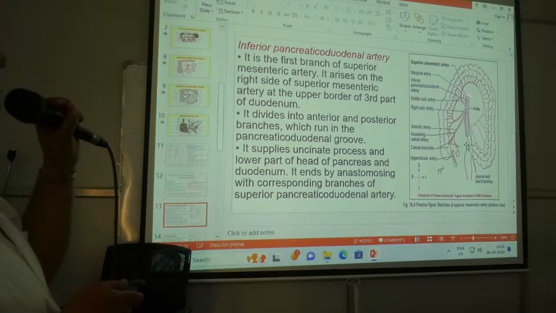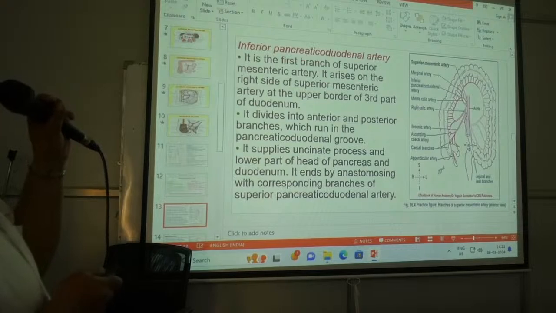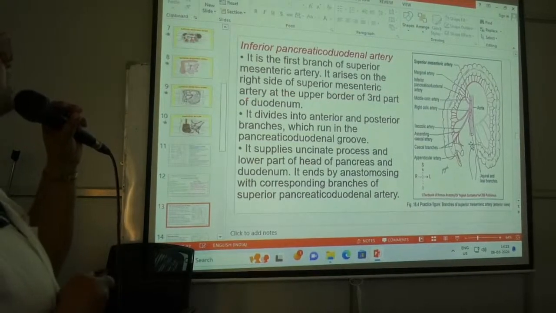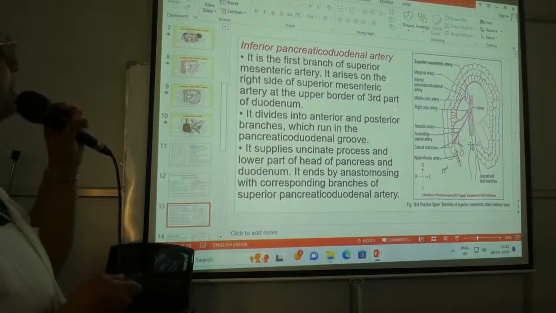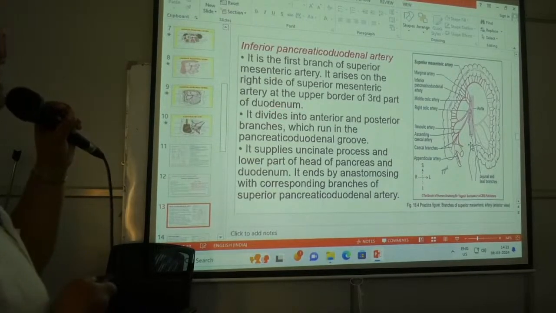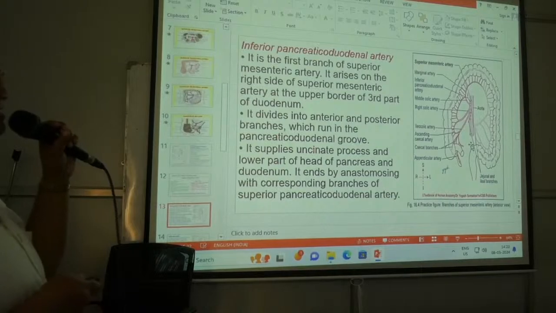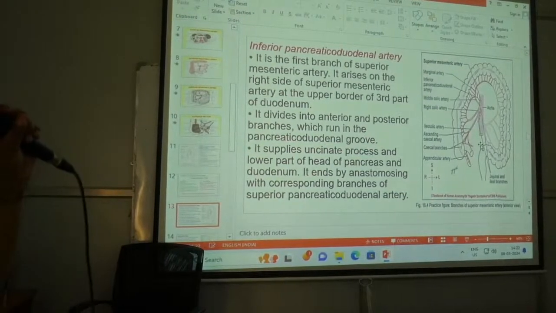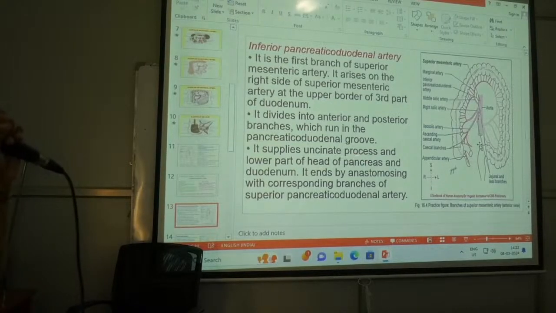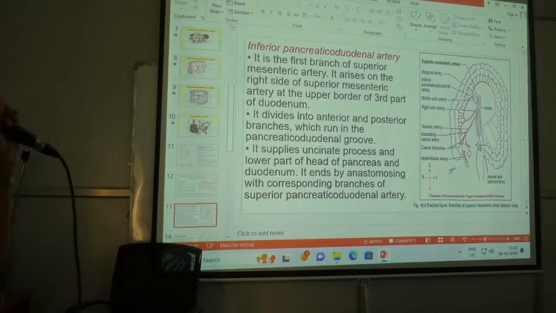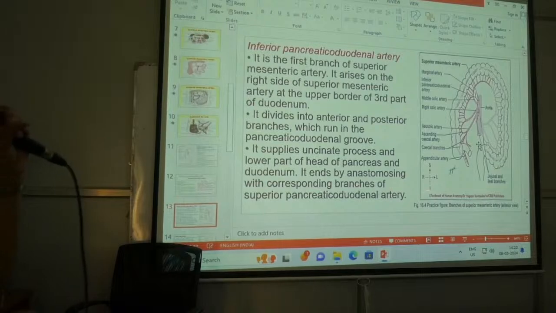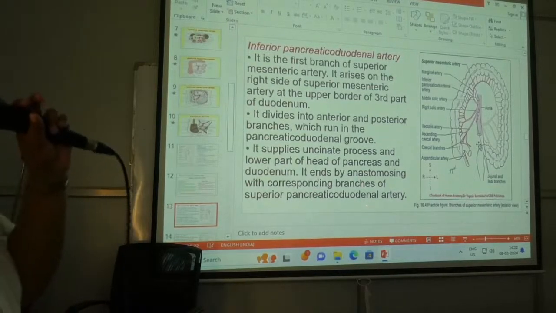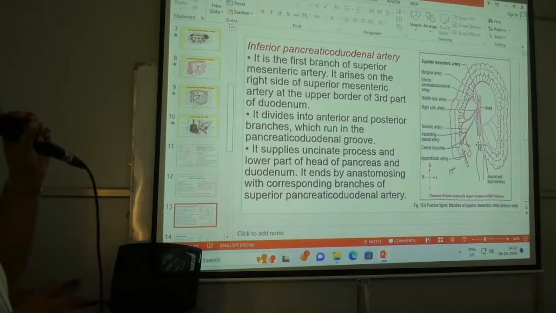Inferior pancreaticoduodenal, this one. It is the first branch of the superior mesenteric artery, arising on the right of the superior mesenteric artery at the upper border of the third part of the duodenum. It divides into anterior and posterior branches which run in the pancreaticoduodenal groove, and it supplies the uncinate process, the lower part of the head of the pancreas, and the duodenum. It ends by anastomosis with the corresponding branches of the superior pancreaticoduodenal, which was a branch from the gastroduodenal artery.